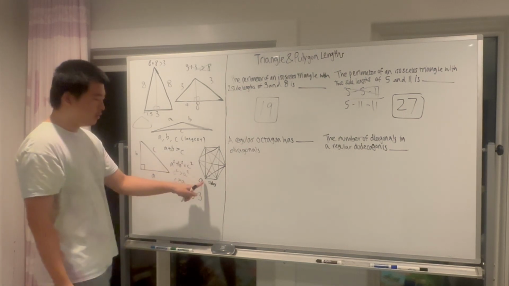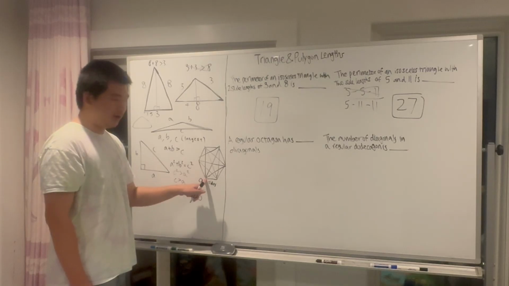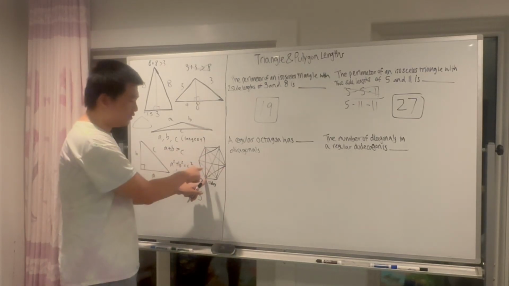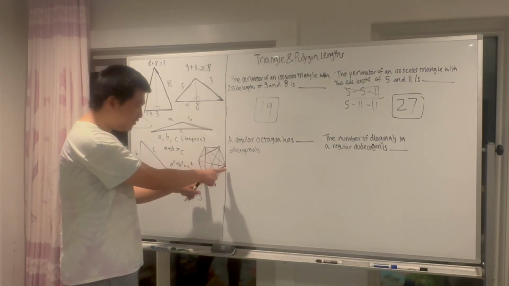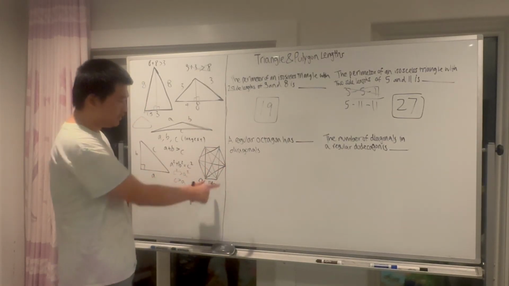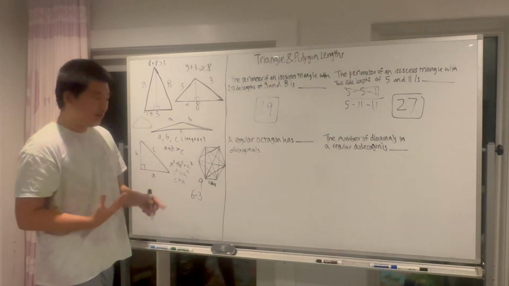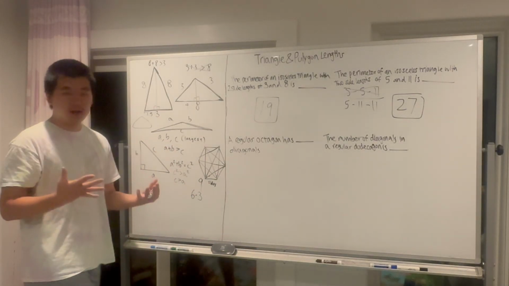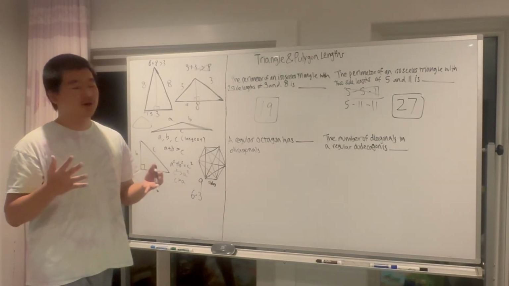Well, take this for example. If we start with this vertex and we attempt to draw it to another vertex, for example here, this makes a diagonal, yeah? But if we try to start from this vertex and draw to this vertex, we've made the same diagonal. In our multiplication, we've overcounted. We've counted the same diagonal twice. Every diagonal, in fact, has been counted twice.